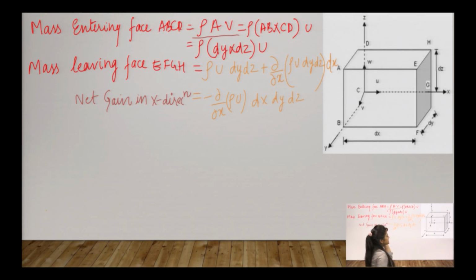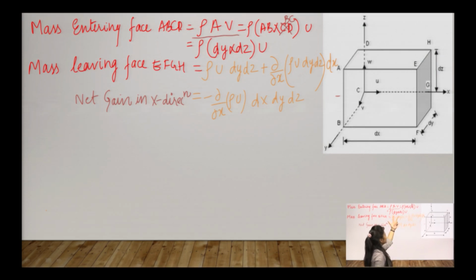Now, in x direction, mass entering in x direction, density will be rho only, cross sectional area in x direction. If A, B, C and D are the phases, then cross sectional area will be either multiplication of AB into BC, this is not CD, because AB and CD will be parallel to each other. AB into BC, into the velocity component in x direction, it is nothing but u. So, you have density into AB into BC into the velocity component in x direction.